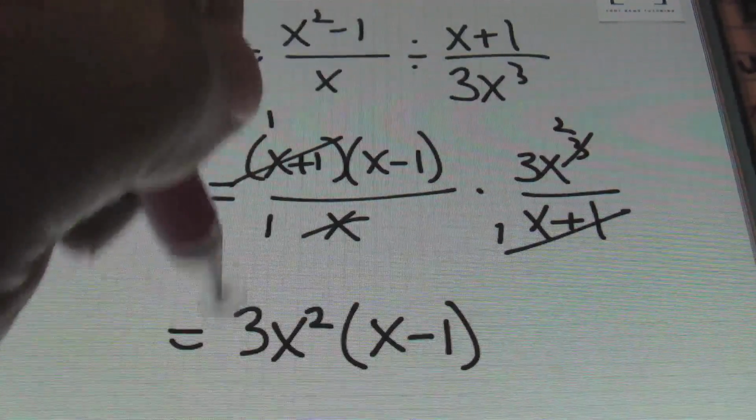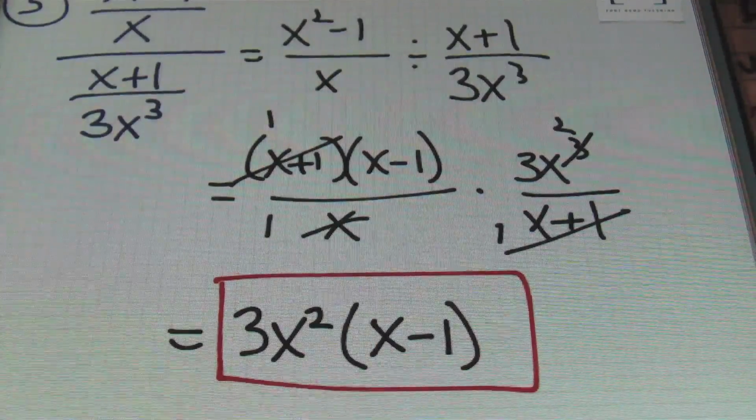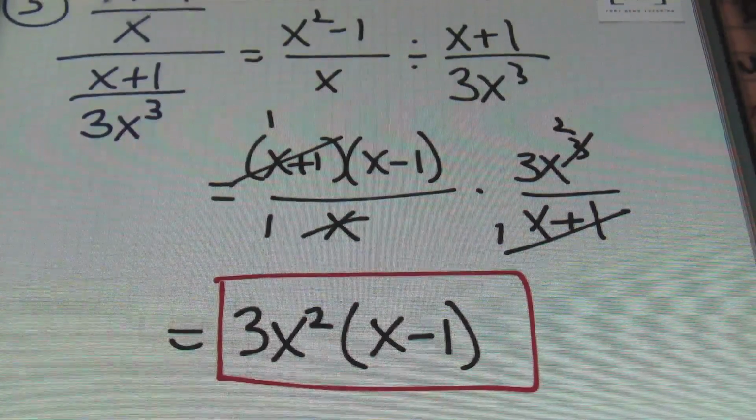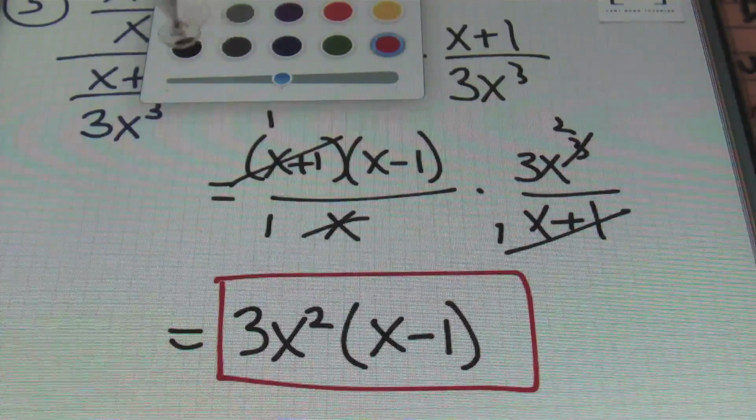That's it, ladies and gentlemen. In the denominator, it would have been simply 1 times 1, which is 1, and that doesn't change a thing. So we leave our answer as 3x squared times x minus 1, and that's the result of problem number 5.